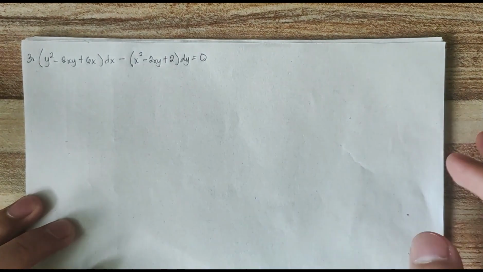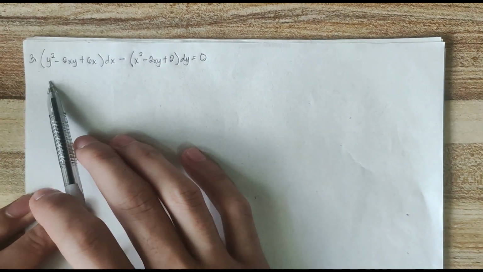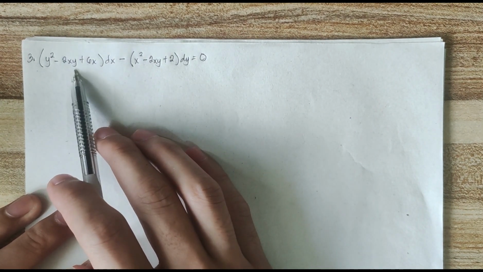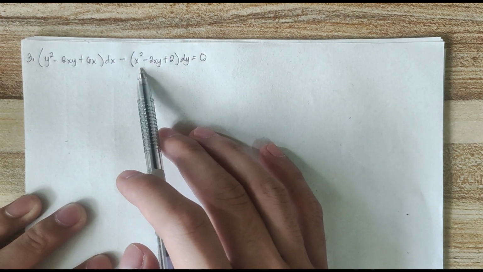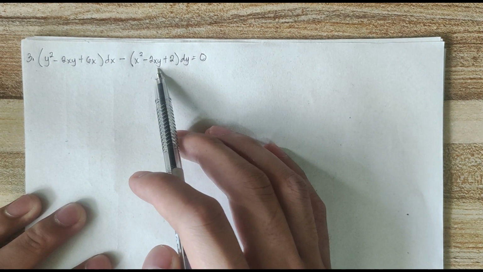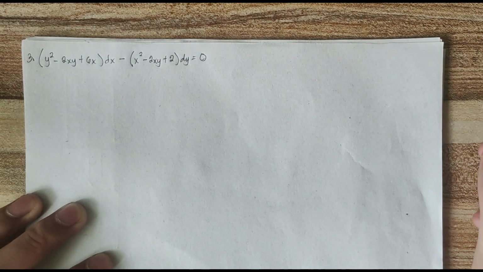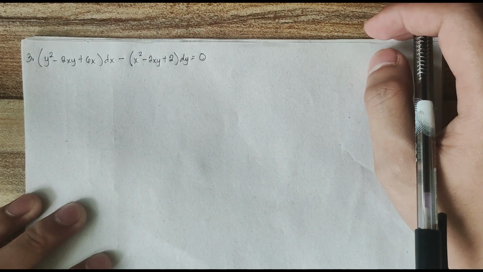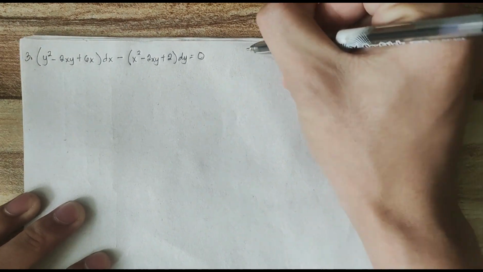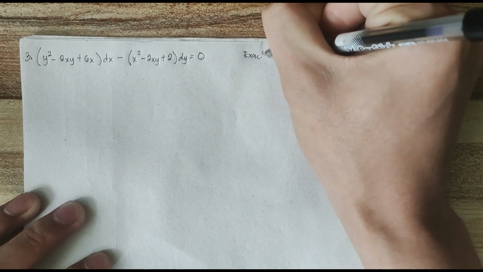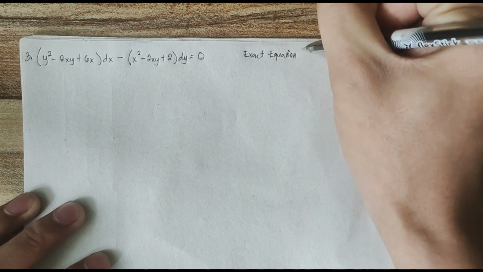Now for our problem number 3, we have here a given differential equation. The quantity of y squared minus 2xy plus 6x dx minus the quantity of x squared minus 2xy plus 2 dy. So we need to show that this differential equation can be solved with the exact equation technique.